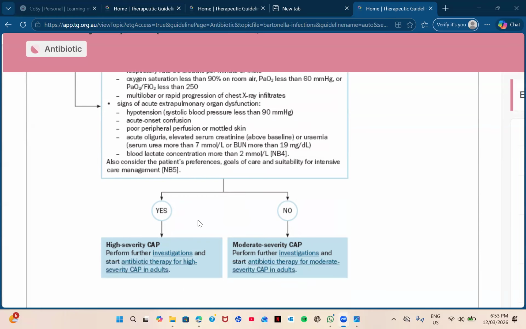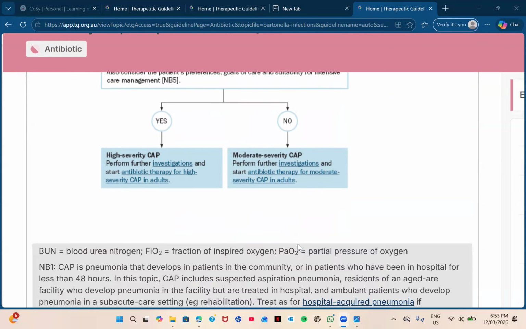If it is yes, then high severity community acquired pneumonia. If it is no, moderate severity. So that's how you have to categorize these patients and treat these patients as well, right? Hope you understand.